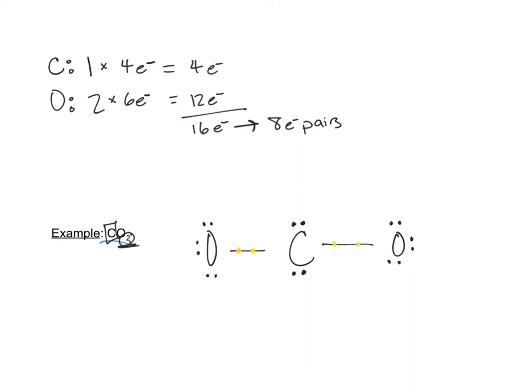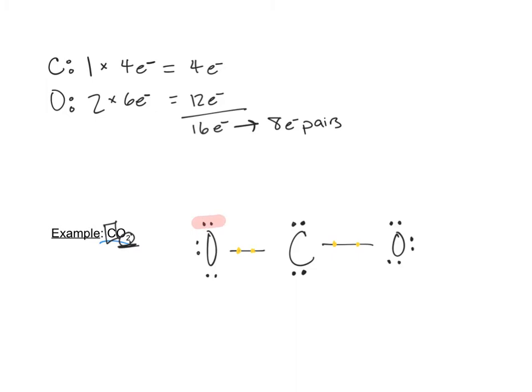Now everybody is happy. Oxygen has 8, carbon has 8, and oxygen on the right-hand side has 8. Everybody's good. Now we have to count up all the electron pairs and make sure it's the same number as we had available, because if there's more electrons here than we had available, there's going to be a problem. So we count up all of the electron pairs.